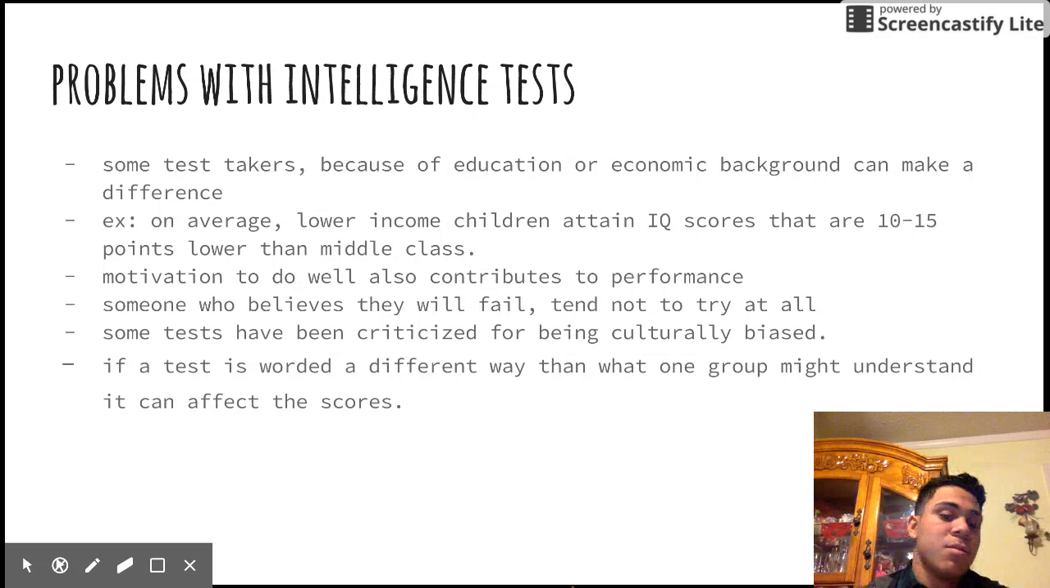Some tests have been criticized for being culturally biased. If a test is worded differently from what a group might understand, it can affect the scores tremendously.